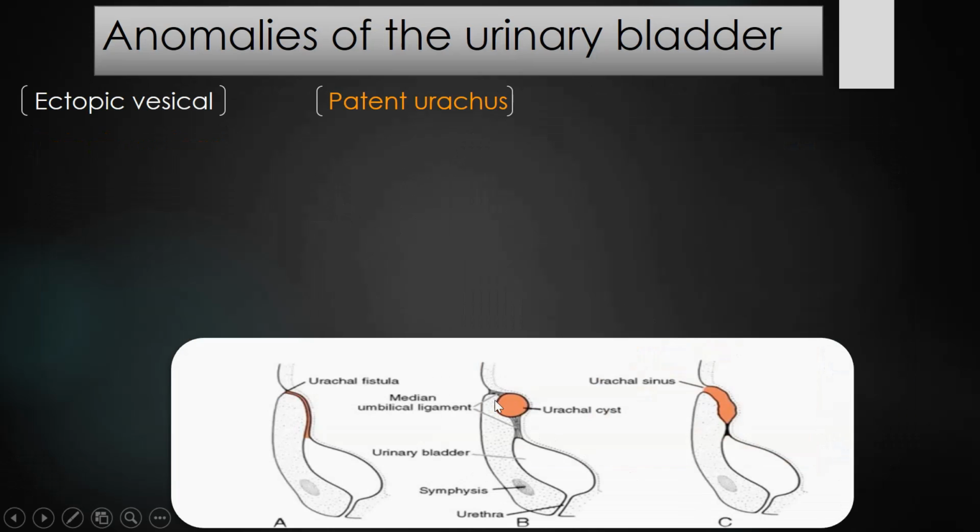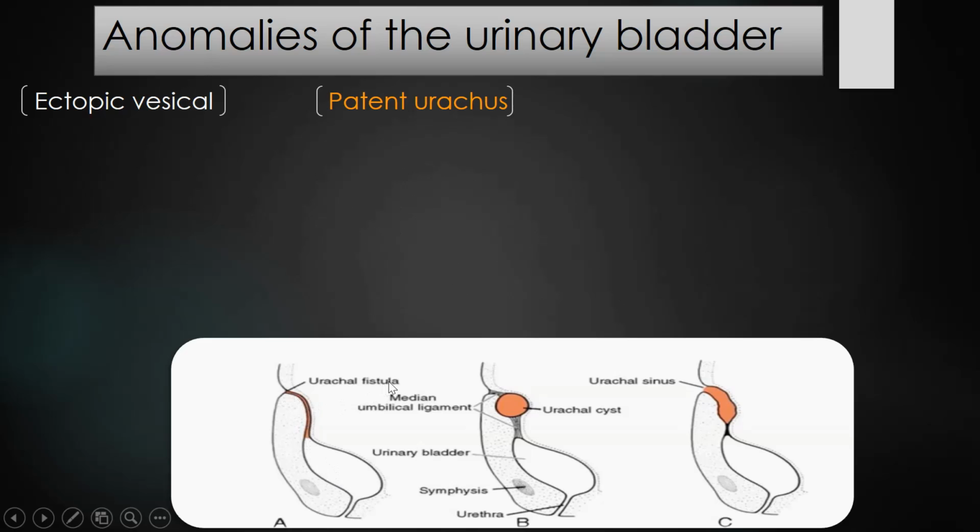The second anomaly is related to the urachus. What is the urachus? It was the allantois, which is transformed into the urachus connecting the urinary bladder to the umbilicus, and it should be closed to form the median umbilical ligament. What will happen if this urachus didn't close? This is the urinary bladder, and this is the urethra, and this is the urachus. It's still patent, making a connection between the bladder cavity and the umbilicus, making possible the passage of urine from the urinary bladder to the outer surface of the body.